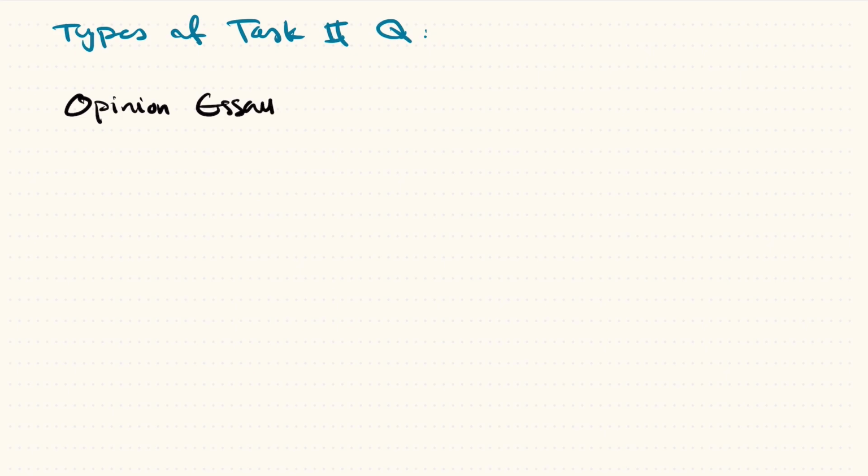And in this one, we're going to talk about different types of task 2 questions. So the first one is opinion. You are asked to provide an opinion. This is very common. You're asked to agree or disagree about different topics. So let's give an example.